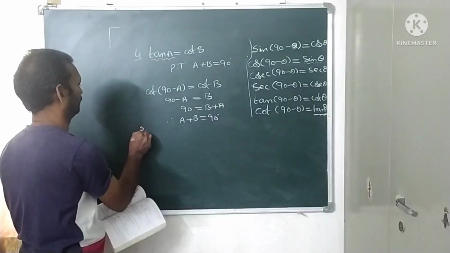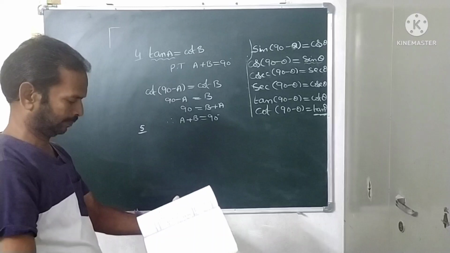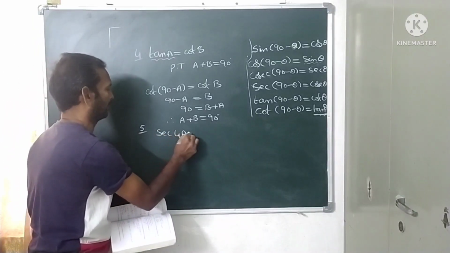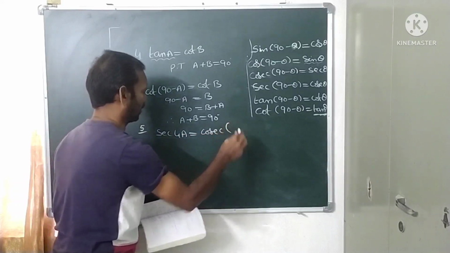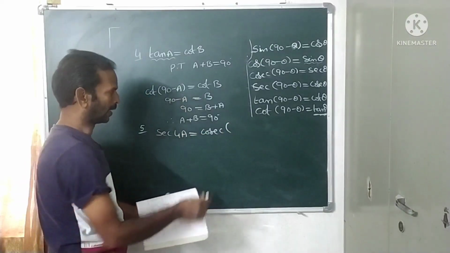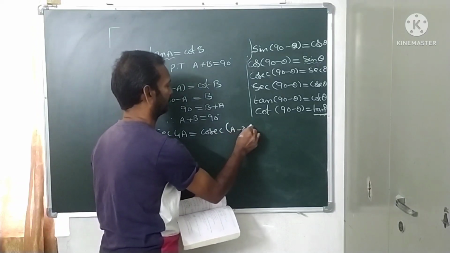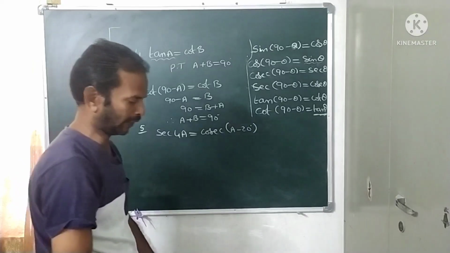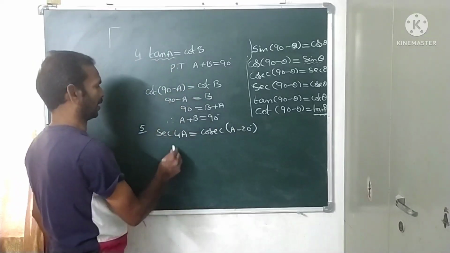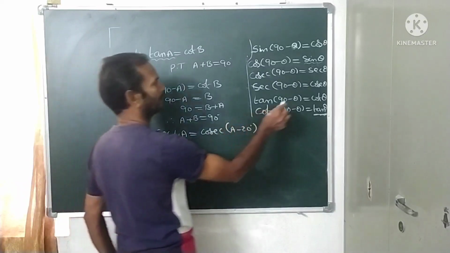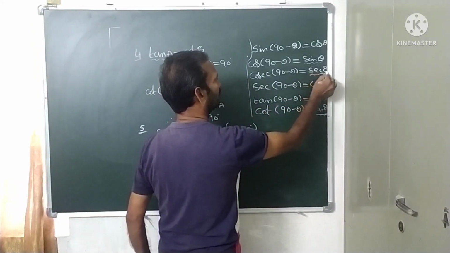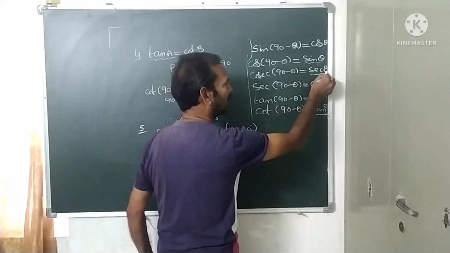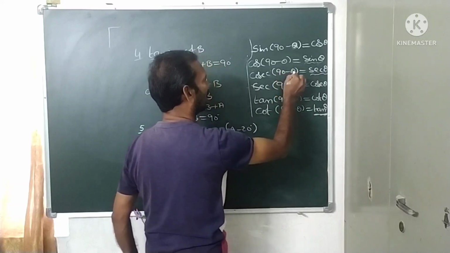Fifth one. Secant 4a is equal to cosecant a minus 20. Find the value of a. Before problem type only. See, secant 4a. Secant theta means what? Cosecant 90 minus theta. So for you secant theta is there, you can write cosecant 90 minus theta.